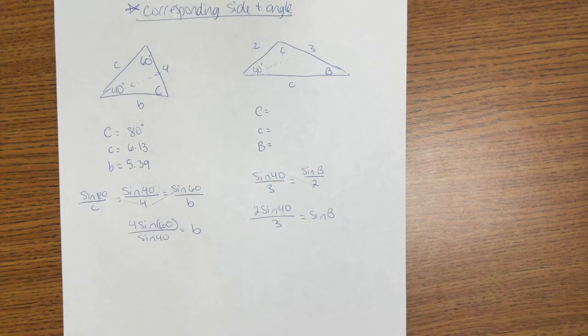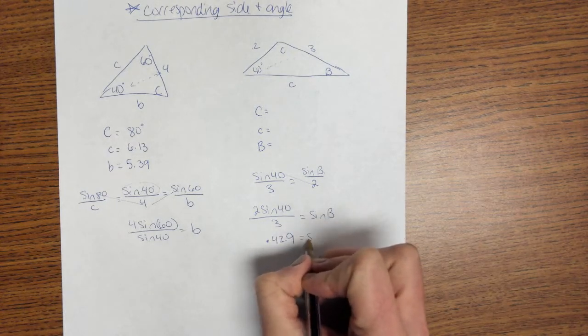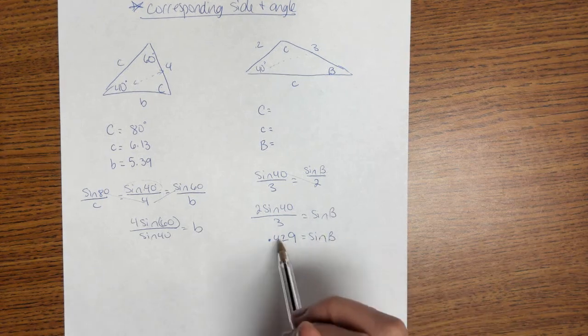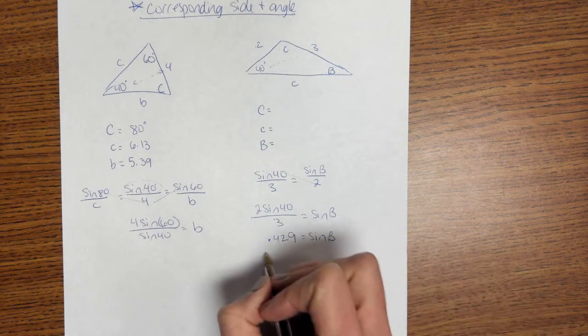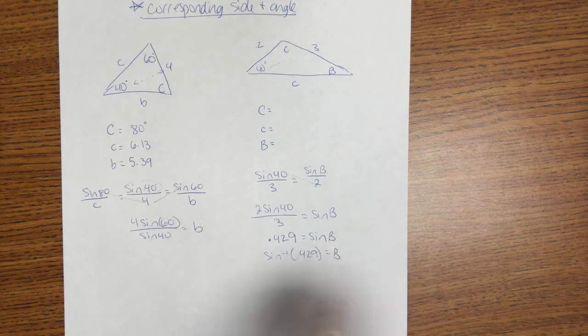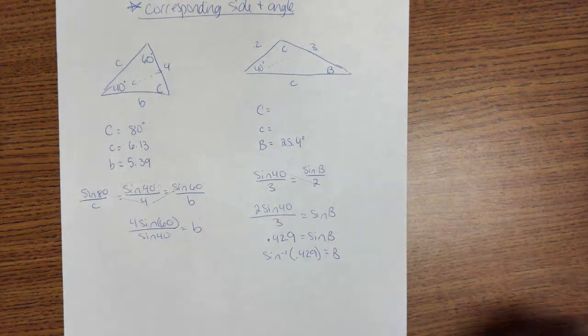So I don't have B by itself technically yet. When I type that in, I get 0.429 equals sine of B. Well, if I'm trying to get B by itself, I would divide by sine, which puts sine in my denominator, which, remember, is like a negative exponent. So I just need to do inverse sine of 0.429. That will give me my angle. When I type that in, once again, we're in degree mode. I get B to be 25.4 degrees.